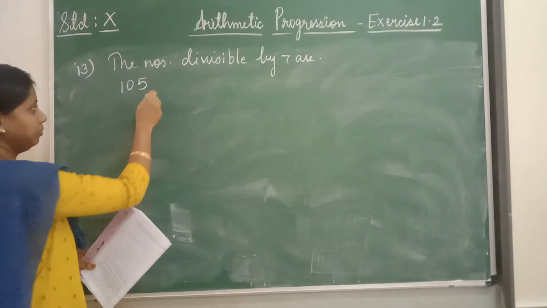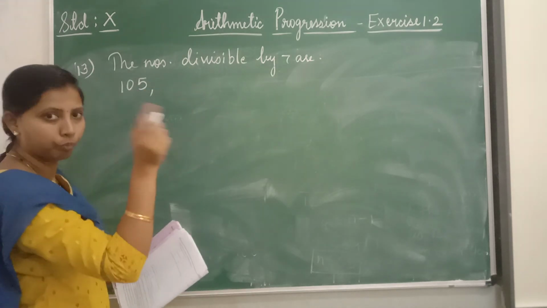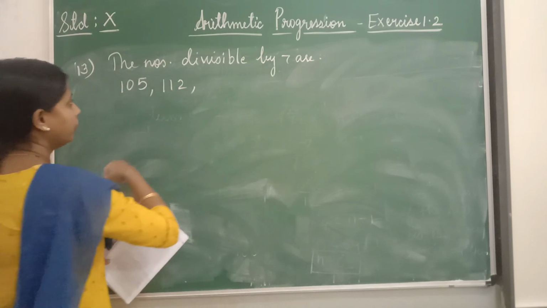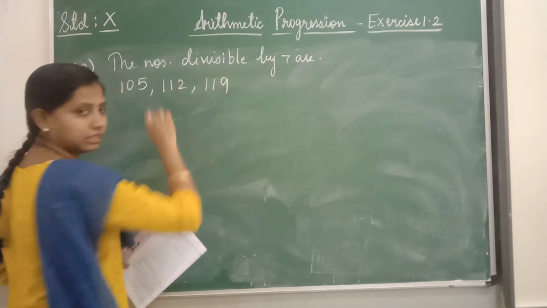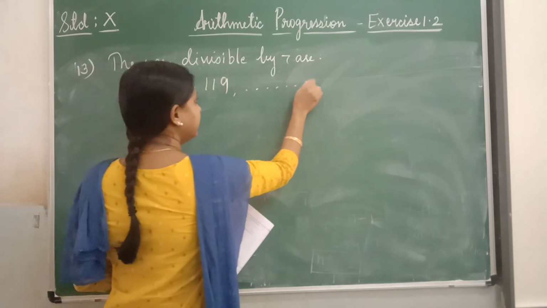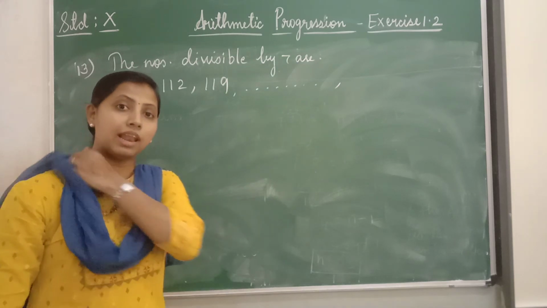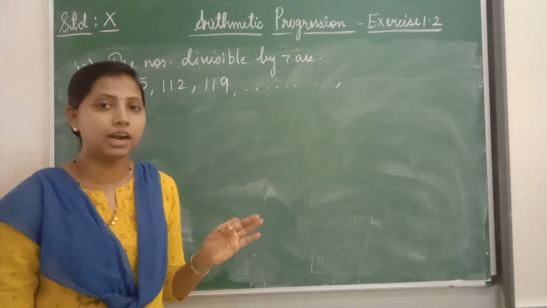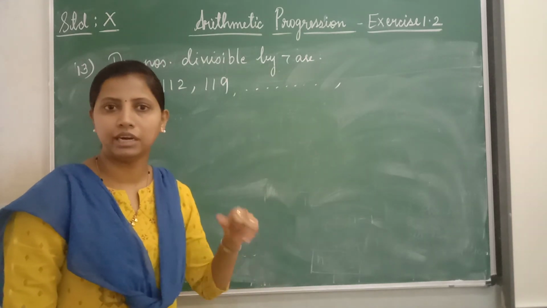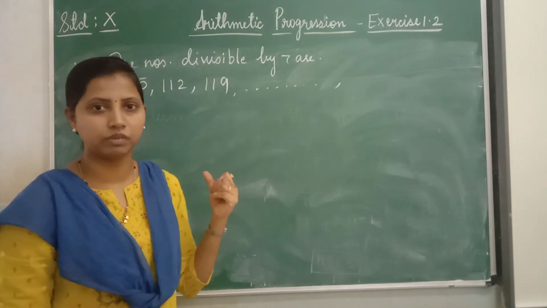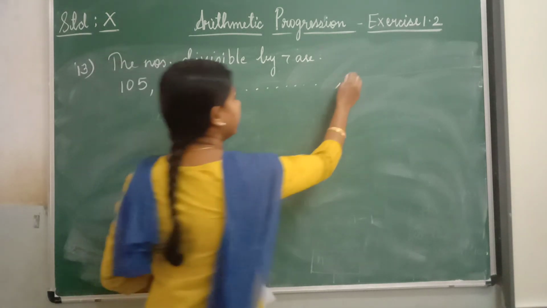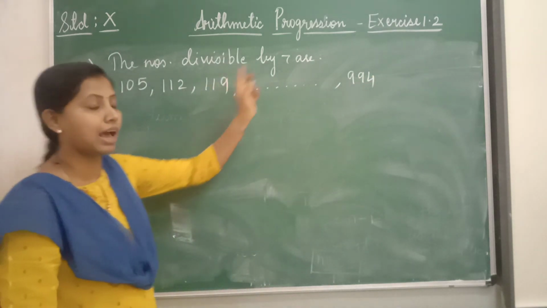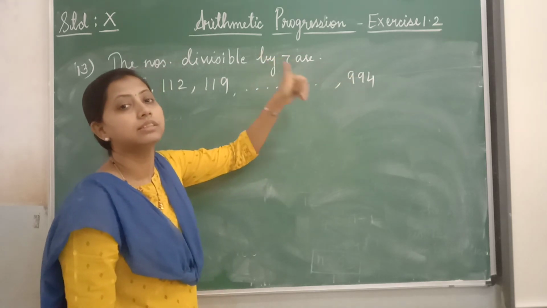105. If you get the first term, you can write the next by adding 7: 112. Add 7, you will get 119. And so on till where? Which is the last 3-digit number, children? The last 3-digit number is 999. So before 999, which is the number divisible by 7? It is 994. Yes, 994 is the last 3-digit number divisible by 7.